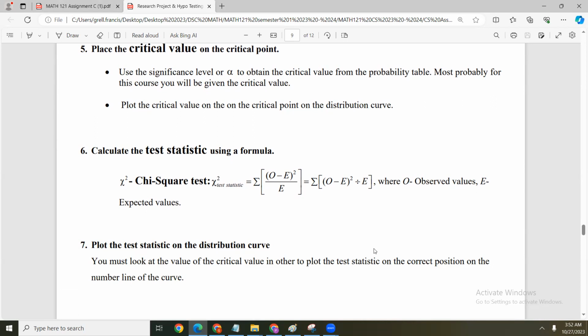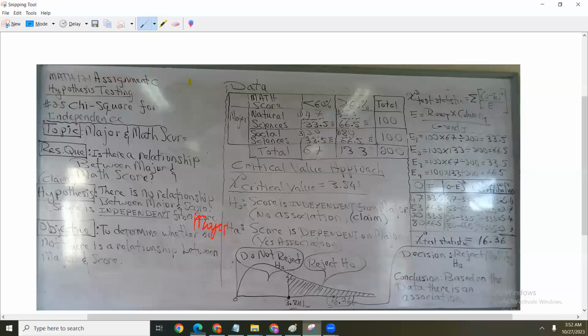And the way to calculate the test statistic is by using this formula, the sum of O minus E all squared divided by E. O stands for the observed values, E stands for the expected values. Now, the observed values are what was observed, the scores after the test is given. The expected values will be calculated using this formula: row total times column total divided by grand total. Each observed value has a row total and a column total.